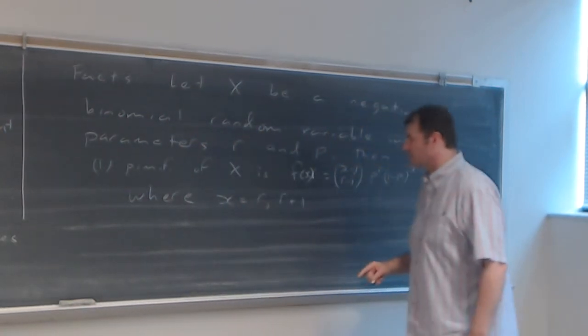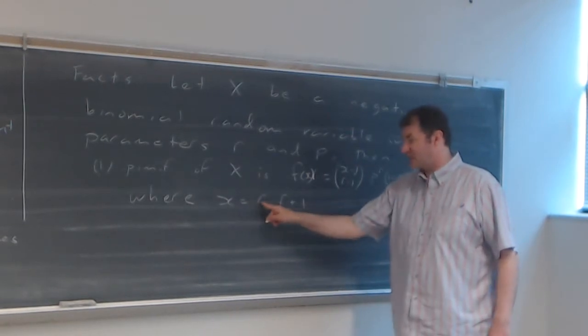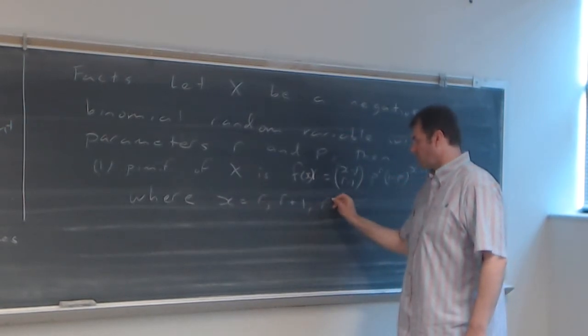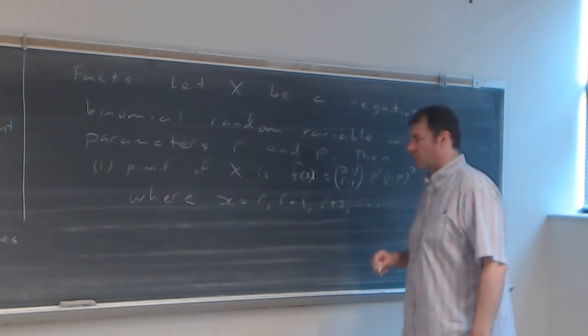So r is the number of successes we need. So you need to do the experiment at least r times. r plus one, r plus two, forever.